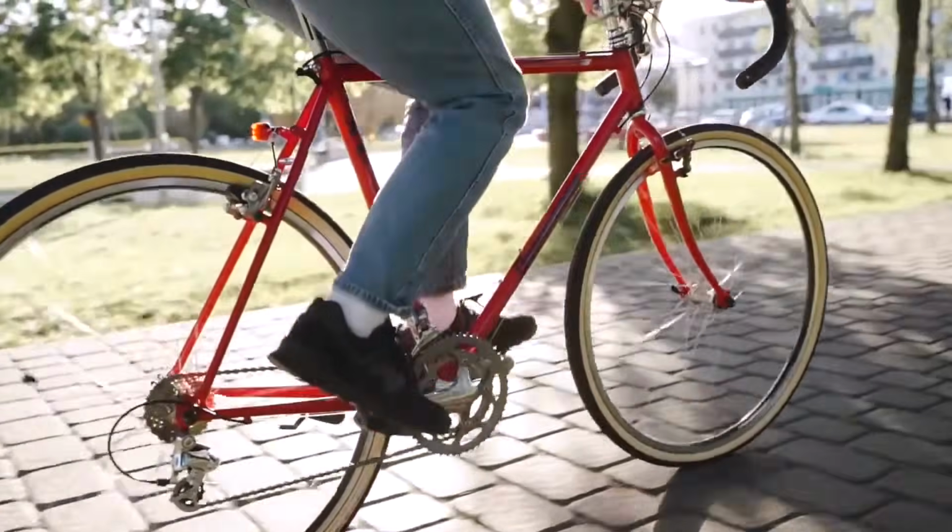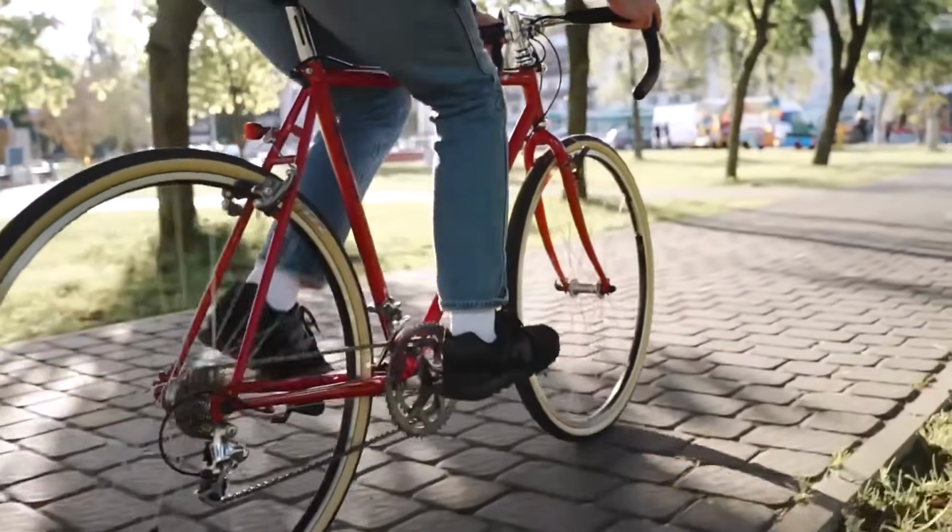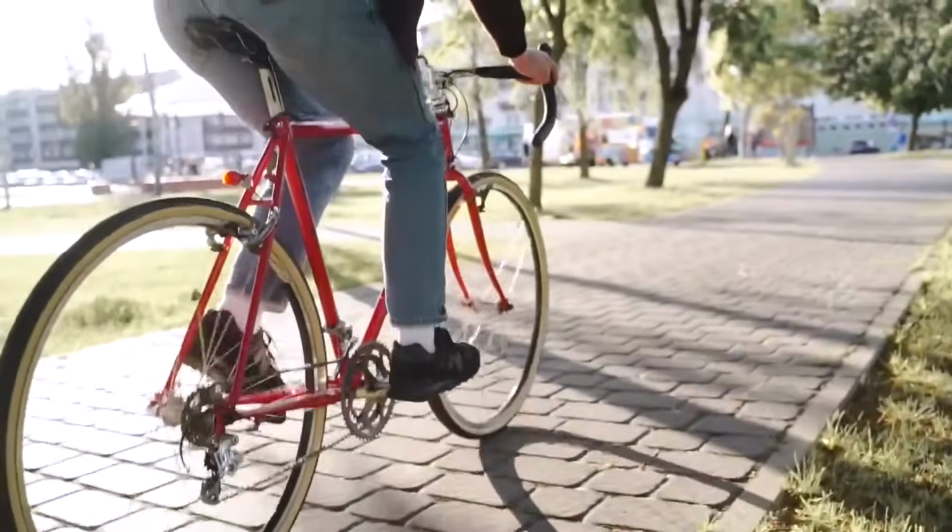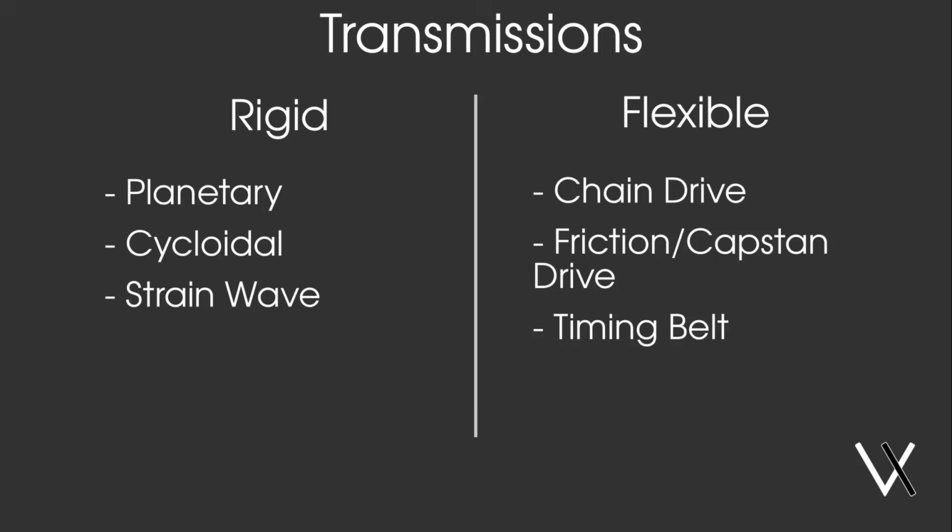The flexible transmissions most people are familiar with are probably chains on bicycles. They're considered flexible transmissions because the force travels through a flexible member, the chain. The flexible transmissions relevant to robotics are chain drives, friction drives or tendon mechanisms, and timing belt drives.